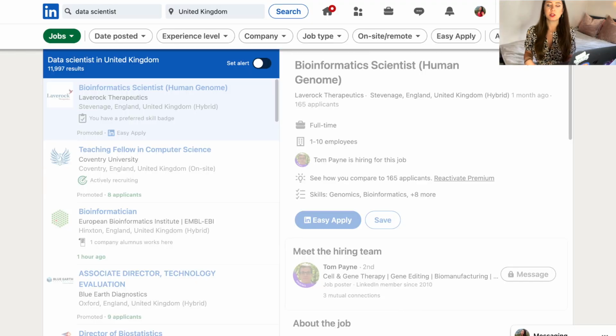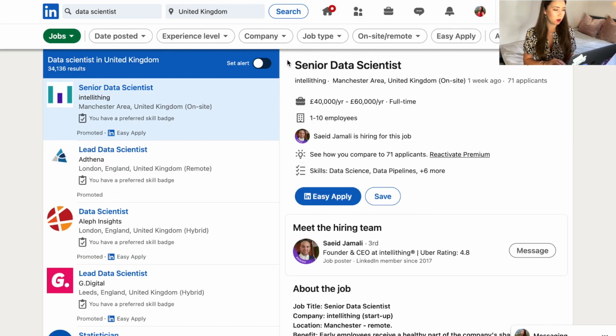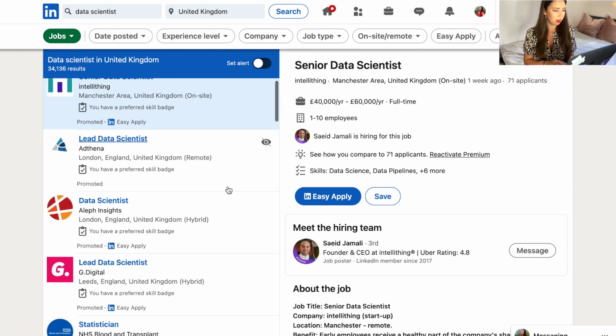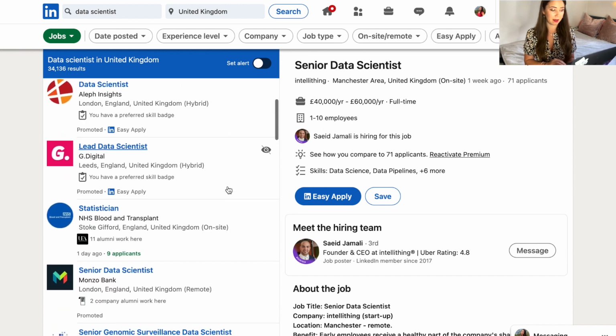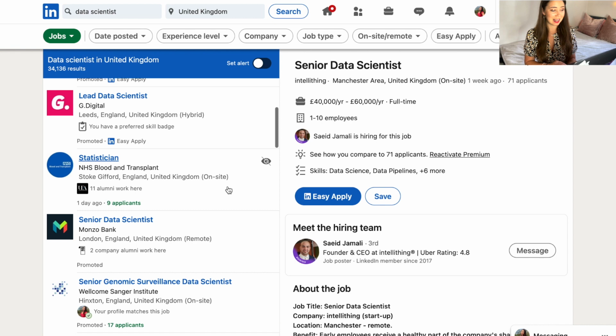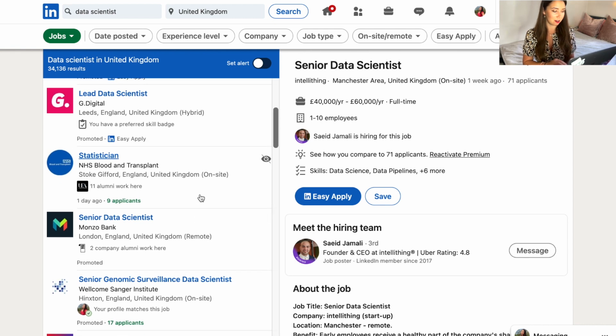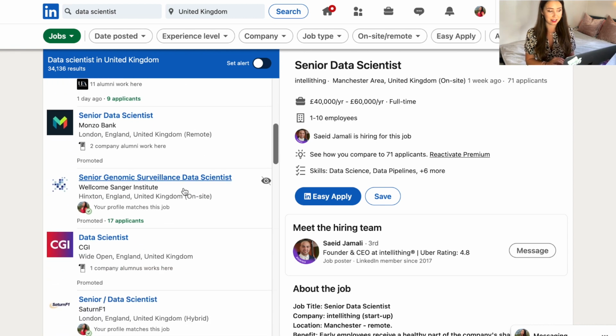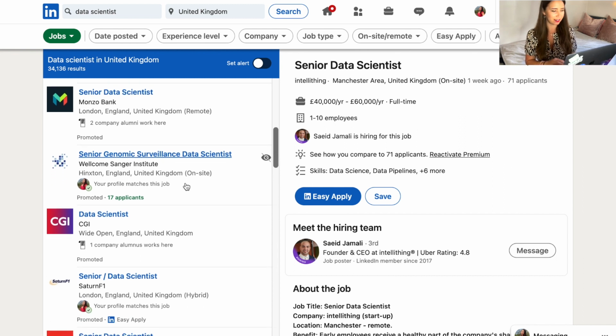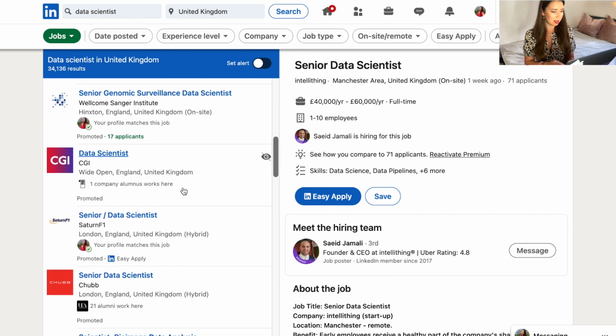So say for example, I head on over to my laptop. If I type data scientist into my search on LinkedIn jobs, let's see what comes up. My internet is so slow. So if I search data scientist, we have a bunch of roles coming up. Some of them aren't healthcare based. We've got one at Monzo, but statistician at NHS Blood Transplant, senior genomic surveillance data scientist at the Sanger Institute, obviously sciencey. What else do we have?